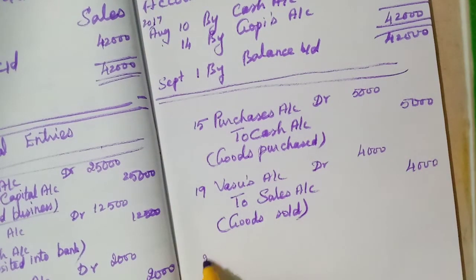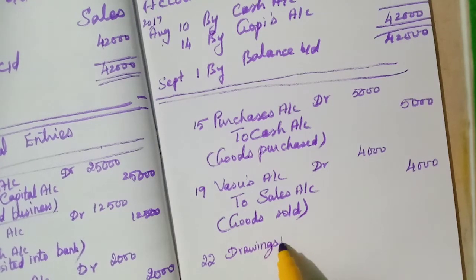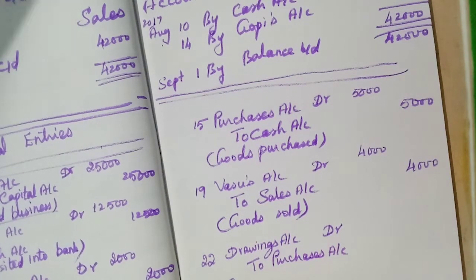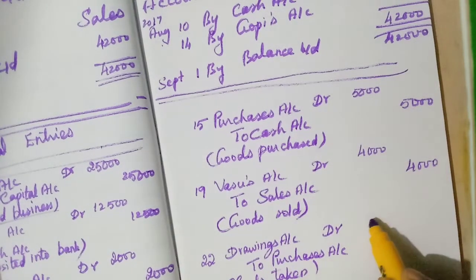Then 22. Goods worth 500 taken for personal use. Okay, here for personal use, we can write it as drawings. Drawings account debtor. Okay, then purchases we have to write because he is not taking cash. Okay, he is taking goods. So we need to credit purchases account. So goods taken. Okay, 500.